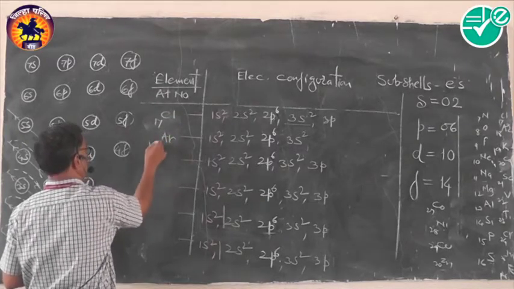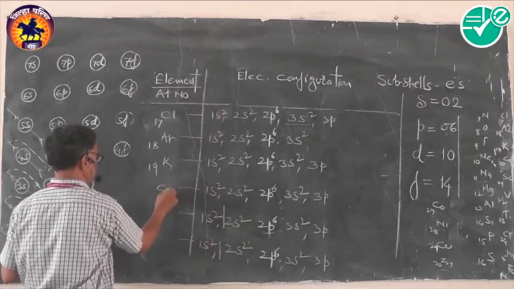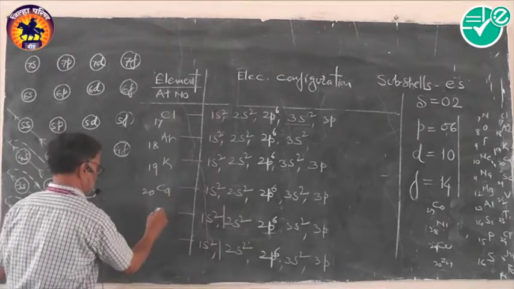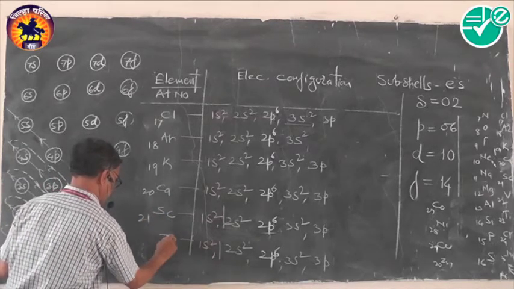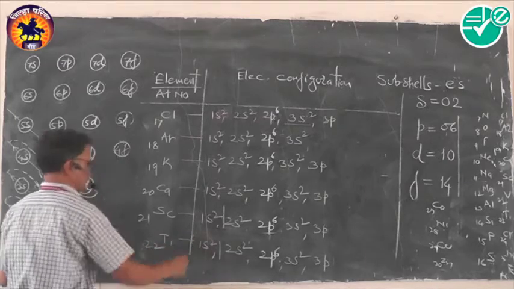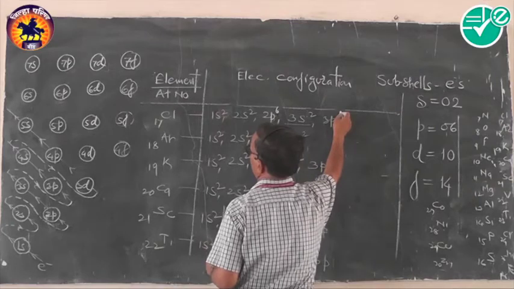Argon 18, potassium 19, calcium 20, scandium 21, titanium 22, 3p6.